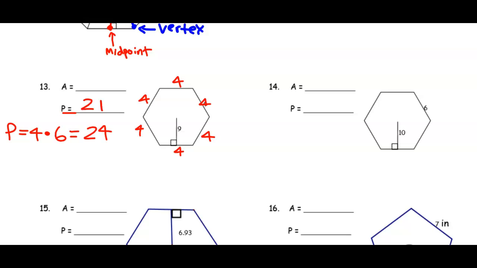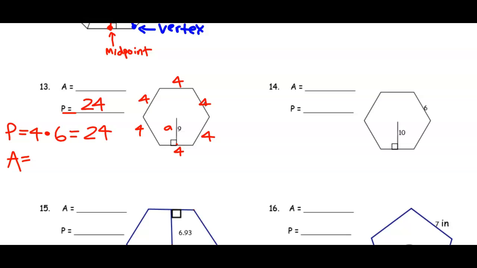24, whatever the units are, they're not labeled. Okay, so I got my perimeter of 24. So now, capital A, area, is going to be my apothem. Okay, now what's my little a, apothem? From the center to a midpoint, the apothem is 9, right?